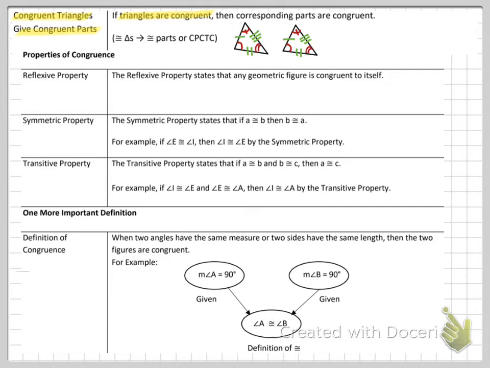Now, there's a couple of ways that we can write this out. You can say congruent triangles give congruent parts, or there's the shorthand version of CPCTC, which is a direct pull straight from corresponding parts of congruent triangles are congruent. It's kind of a mouthful. I'm not a big fan of CPCTC only because, actually, a couple reasons.